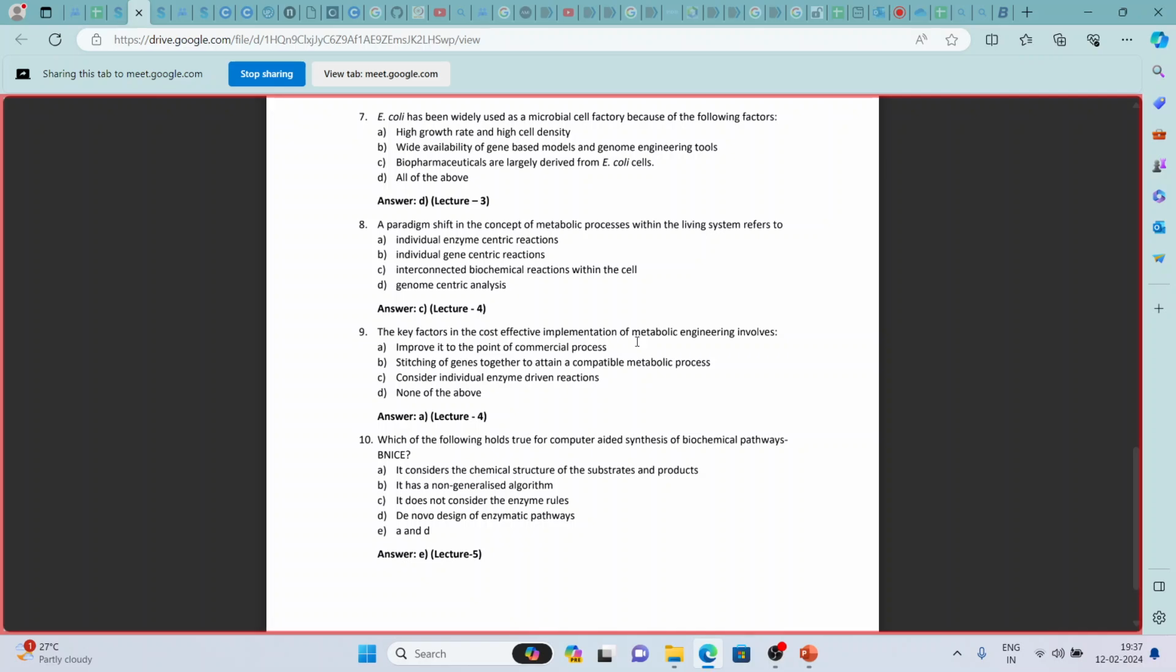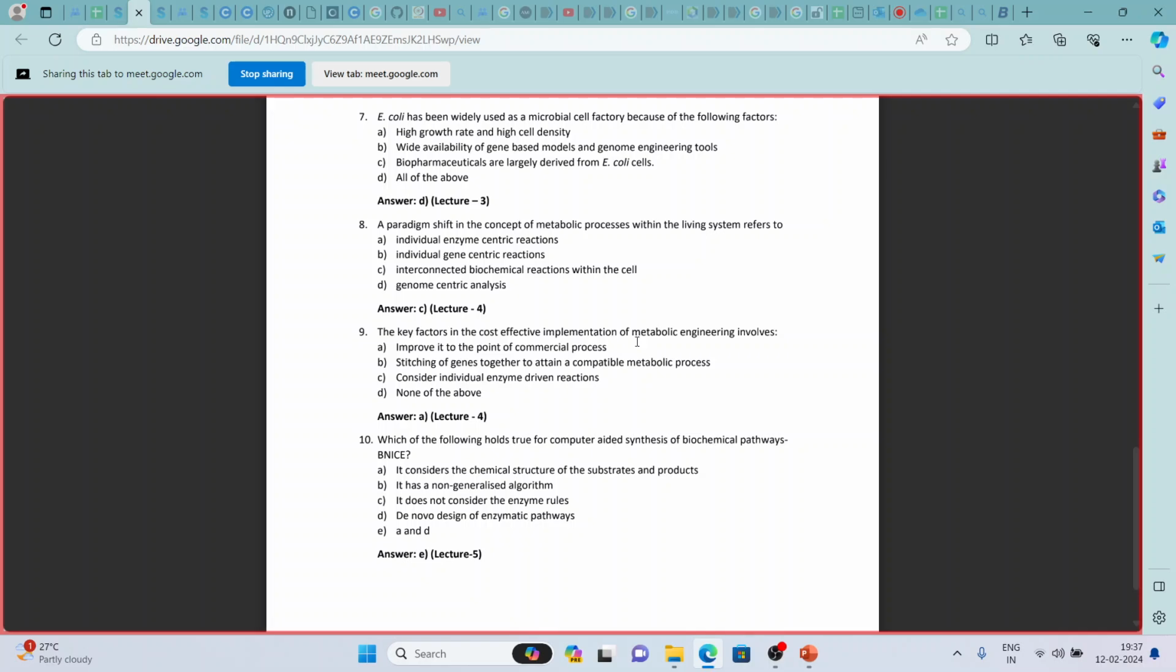Question 9. The key factors in the cost effective implementation of metabolic engineering involves option A, improve it to the point of commercial success. Option B, stitching of genes together to attain a compatible metabolic process. Option C, consider individual enzyme driven reactions. Option D, none of the above.